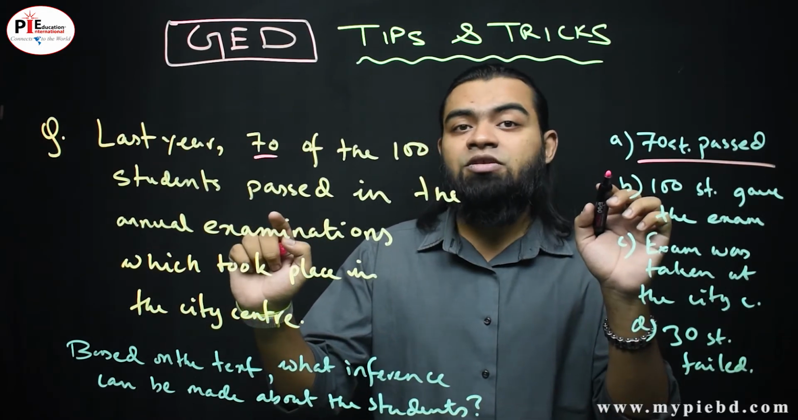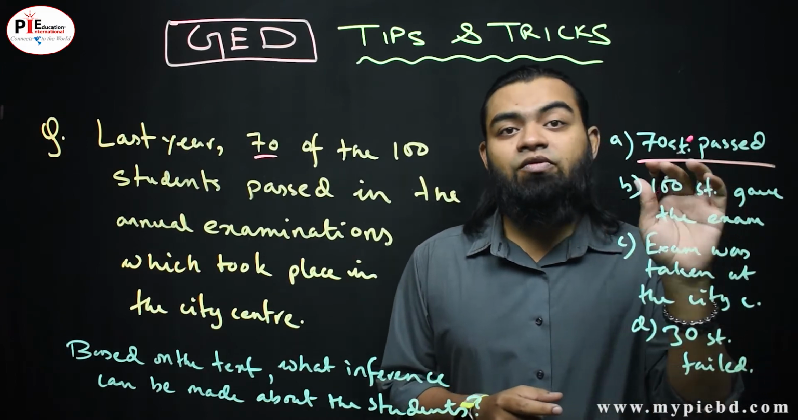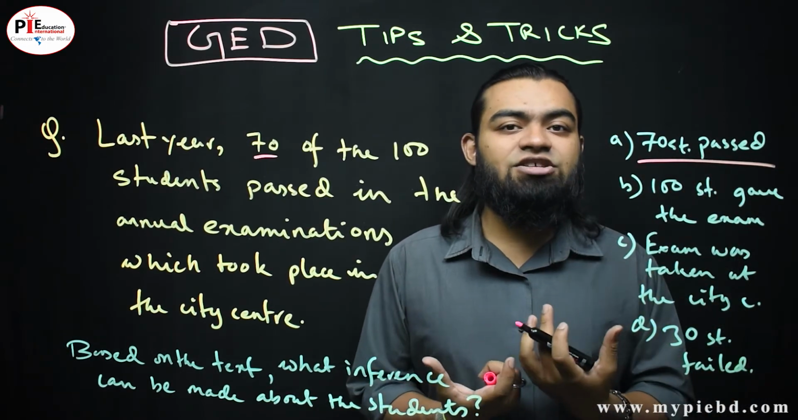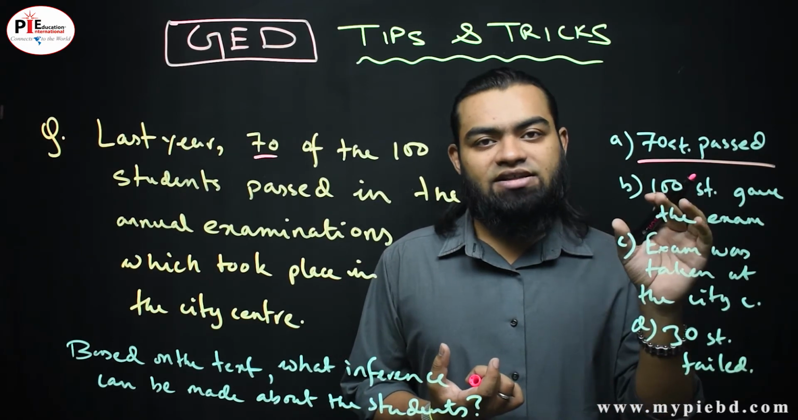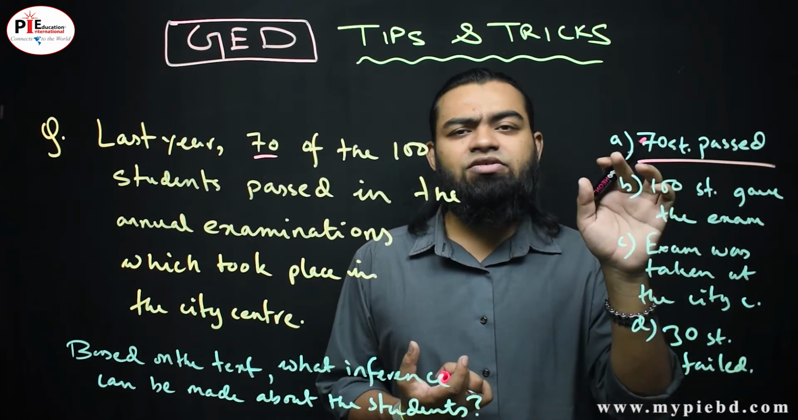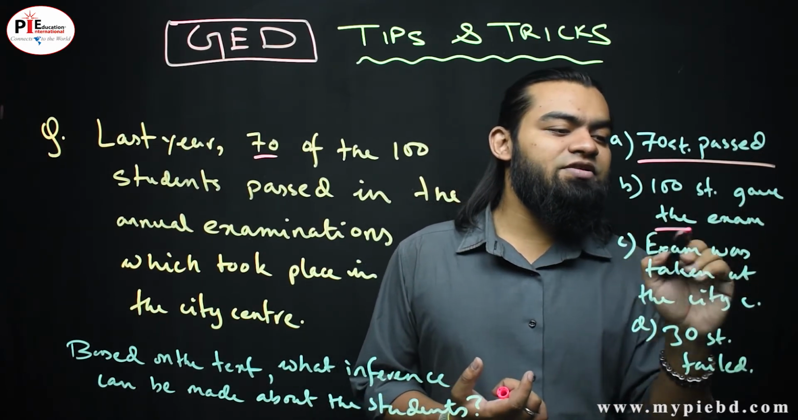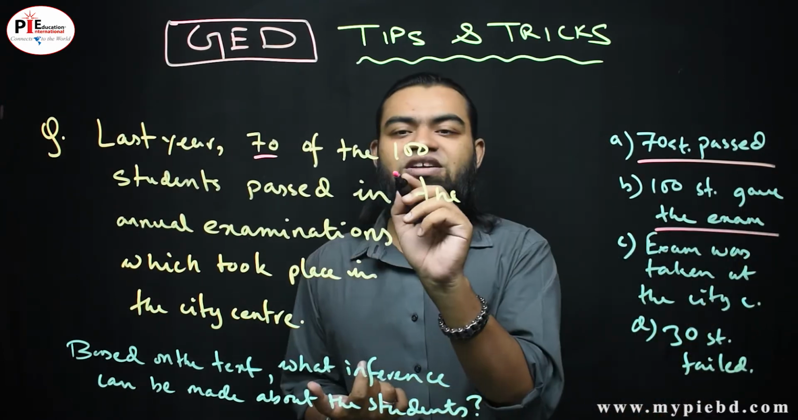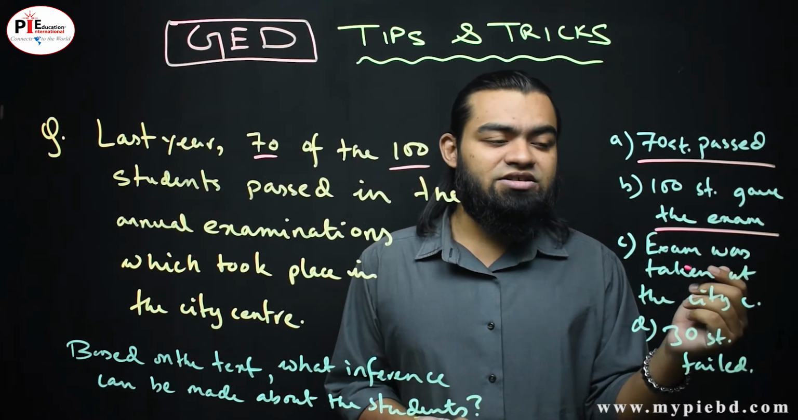So this is 100% correct. But this is not our correct answer because this is provided in the passage. We are not assuming this information. We're not having to logically guess our answer. So this is not an inference. It is directly provided in the passage. B, 100 students gave the exam, which is also correct. 100 students gave the exam. So this is also correct, but this is not our correct answer.